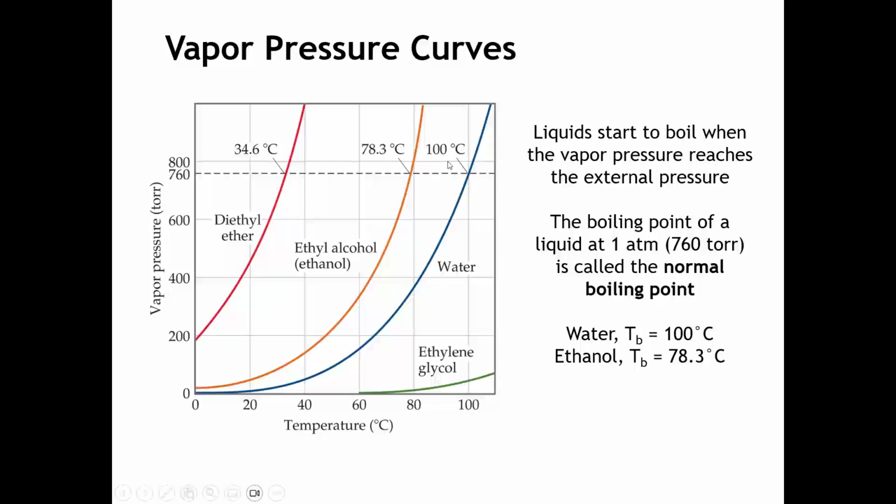Now, coming back to the idea of the boiling point, for any substance, we can define the normal boiling point as the temperature at which the vapor pressure equals 1 atmosphere. And that's shown with this dashed line in this figure. So you can see here, diethyl ether has a normal boiling point of 34.6 degrees Celsius. Now, it's worth keeping in mind that if we were to change the external pressure in some way, we could change the boiling point.